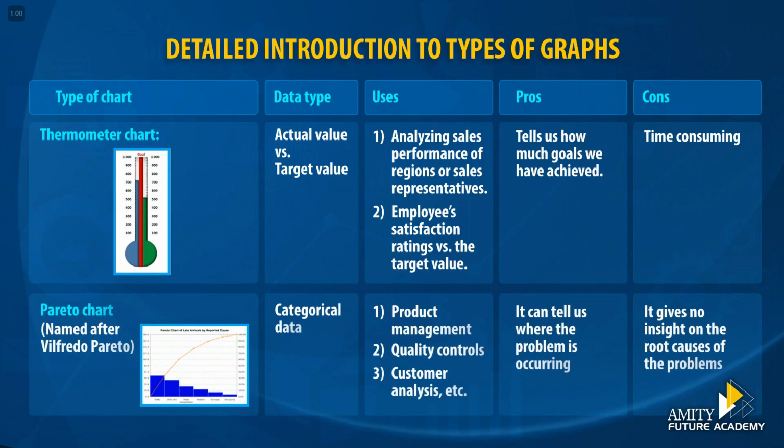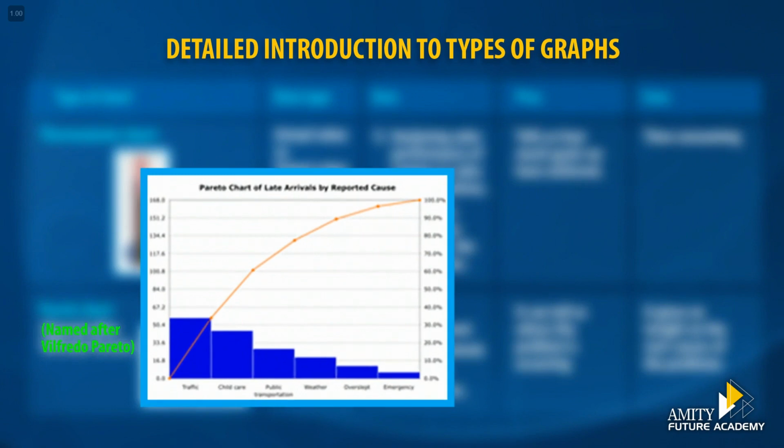Talking about Pareto chart, it was named after Vilfredo Pareto. He was an Italian economist who brought about this chart wherein there are bar graphs and also a line graph emerging out of it. Here we are analyzing the reasons why employees were late to reach the office. The various reasons are traffic, childcare, public transportation, weather, overslept, and emergency. So it is telling us the reasons why employees have failed to reach on time.